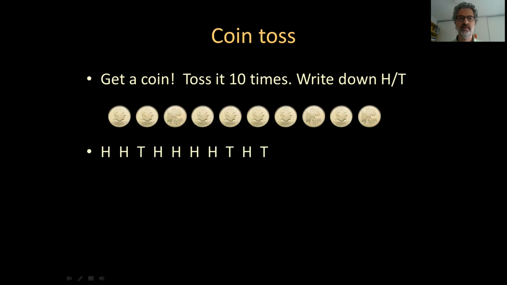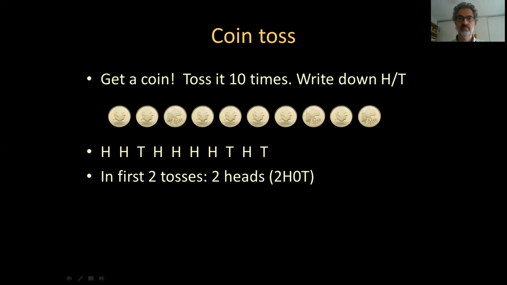So I got heads the first time, and then heads the second time, tails the third time, and so on. This is an actual sequence of 10 coins flipped. Well, the same coin flipped 10 times, actually. Okay, so what about that?